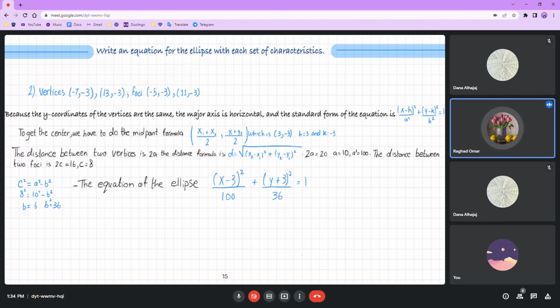The distance between two vertices is 2a. So 2a equals 20 and a equals 10. So a squared equals 100. The difference between the two foci is 2c, which is 16. So c equals 8. To get b, we use the ABC relation formula. So b equals 6 and b squared equals 36. The equation of this ellipse is (x minus 3) squared over 100 plus (y plus 3) squared over 36, which equals 1.